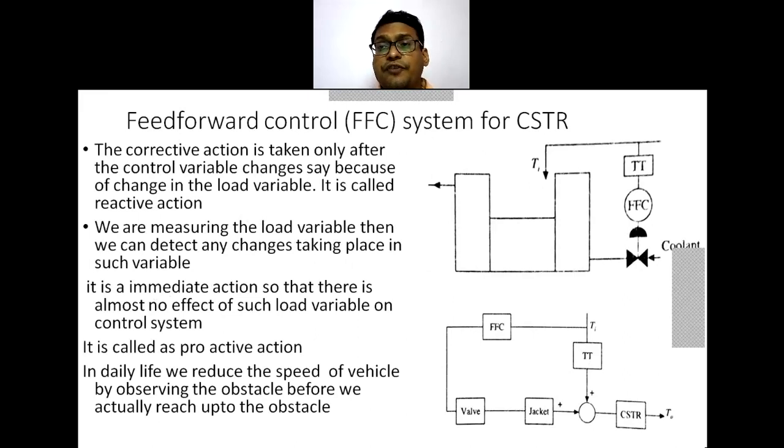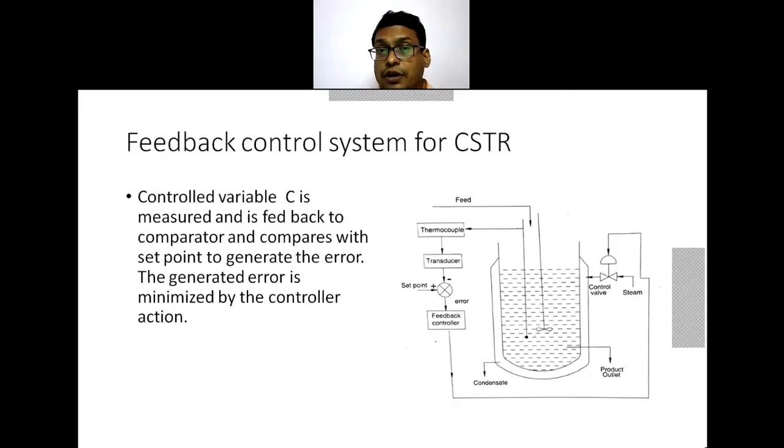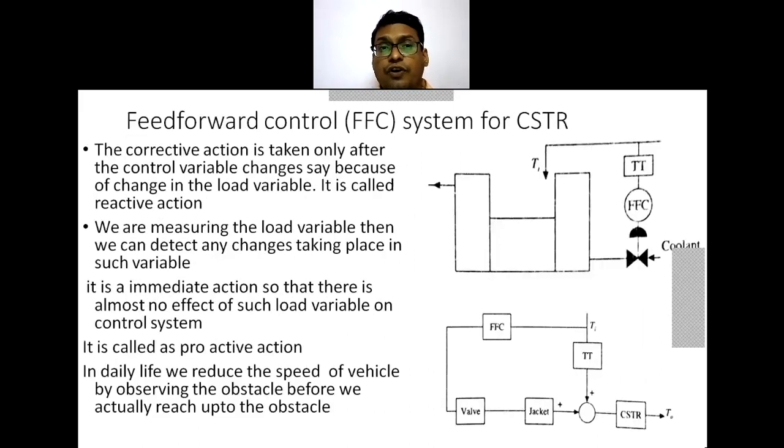Now next is the feed forward control system. In this case we are not measuring the controlled variable. That is the major difference. In the feedback control system we are measuring the controlled variable. However, in case of a feed forward system, we are not measuring the controlled variable. We are measuring the manipulated variable or the load variable. If we are measuring the load variable, then we can detect any changes taking place in such variables. That is the load variable, that is the flow rate of a coolant.